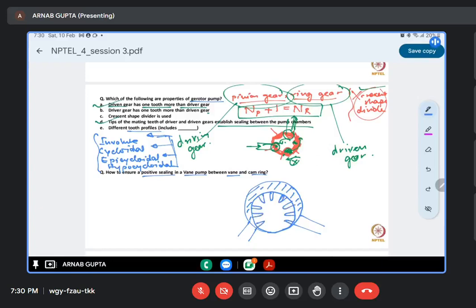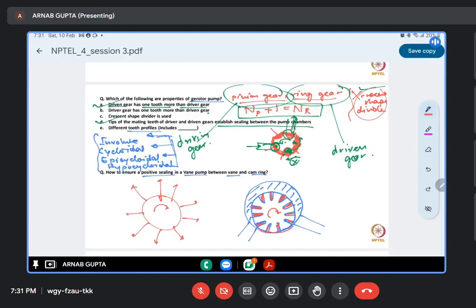These are my slots in which the vanes are inserted. Vanes are nothing but metal plates. I'm just coloring them in red. So what happens as this is rotating? These plates are initially inserted inside. I hope you have gone through the videos. You must know that due to the centrifugal force, if you simply rotate them not inside the chamber but outside, they will tend to come out, right? They tend to come out due to the centrifugal force.